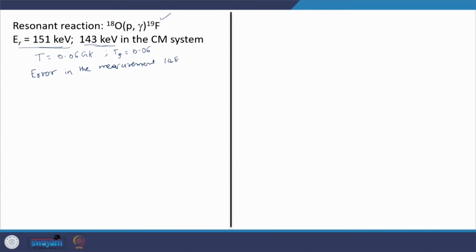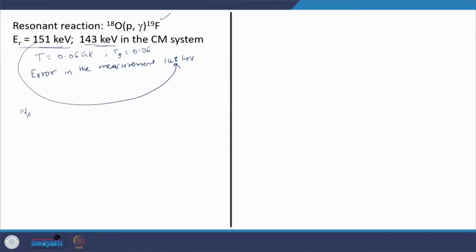There is an error in the measurement, say 148 keV, where the resonance energy is concerned. If there is an error in the measurement of the energy, remember the detectors which we use for the calibration of the nuclear reactions, there if we report an error in the energy like say 3 keV. So, ER is equal to 151 keV, this we are looking for, but assume that we are reporting 148 keV, then what will be the change in the cross section, that we are trying to understand.